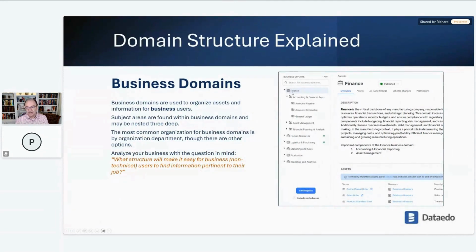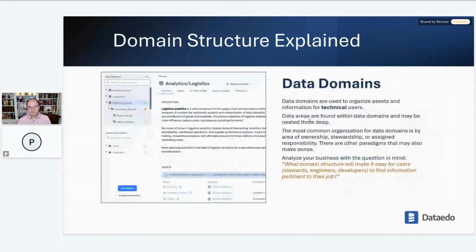Again, in this example, the finance department, and then within that, the accounting team, the asset management team, the financial planning team. Within the accounting team, we have these different business processes that exist. So it's very easy for a person to go in and find what they're looking for, even if they don't understand anything about the underlying data structures.